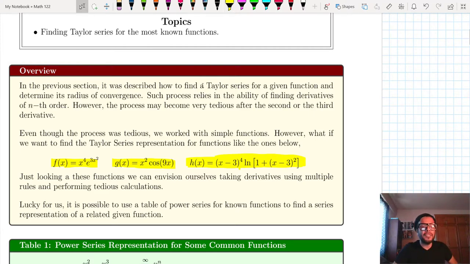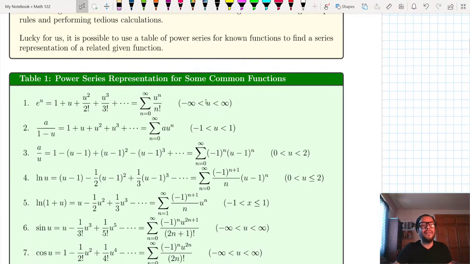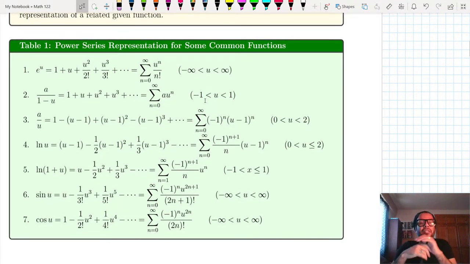Okay, the good thing about it is we have a power series representation. We have this table right here. So you might remember we did by hand the Taylor representation for the function e to the x, and that is the sum of x to the n over n factorial. Notice in this case I'm using the letter u. If you read your textbook, you will find this table. Actually, you will have a shorter table.